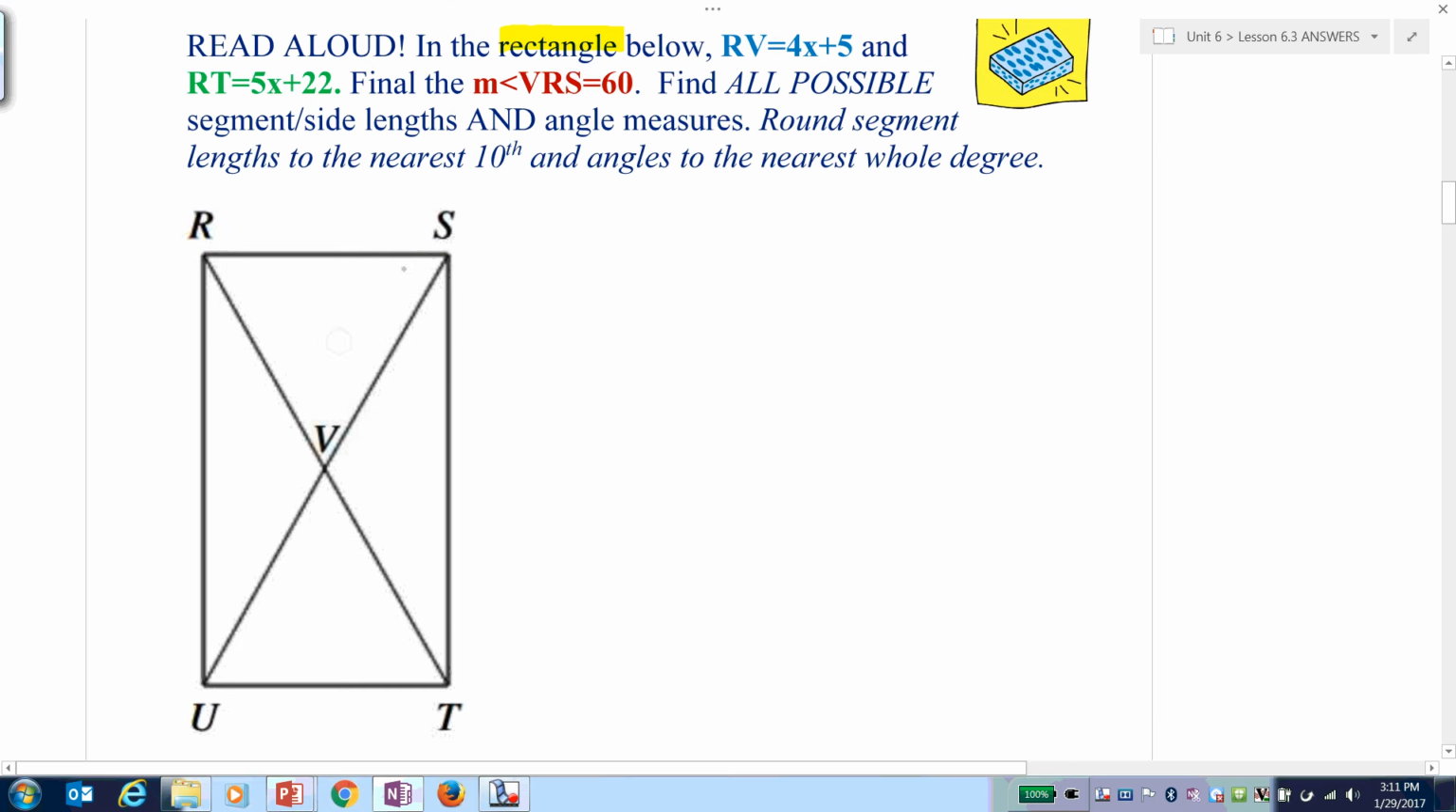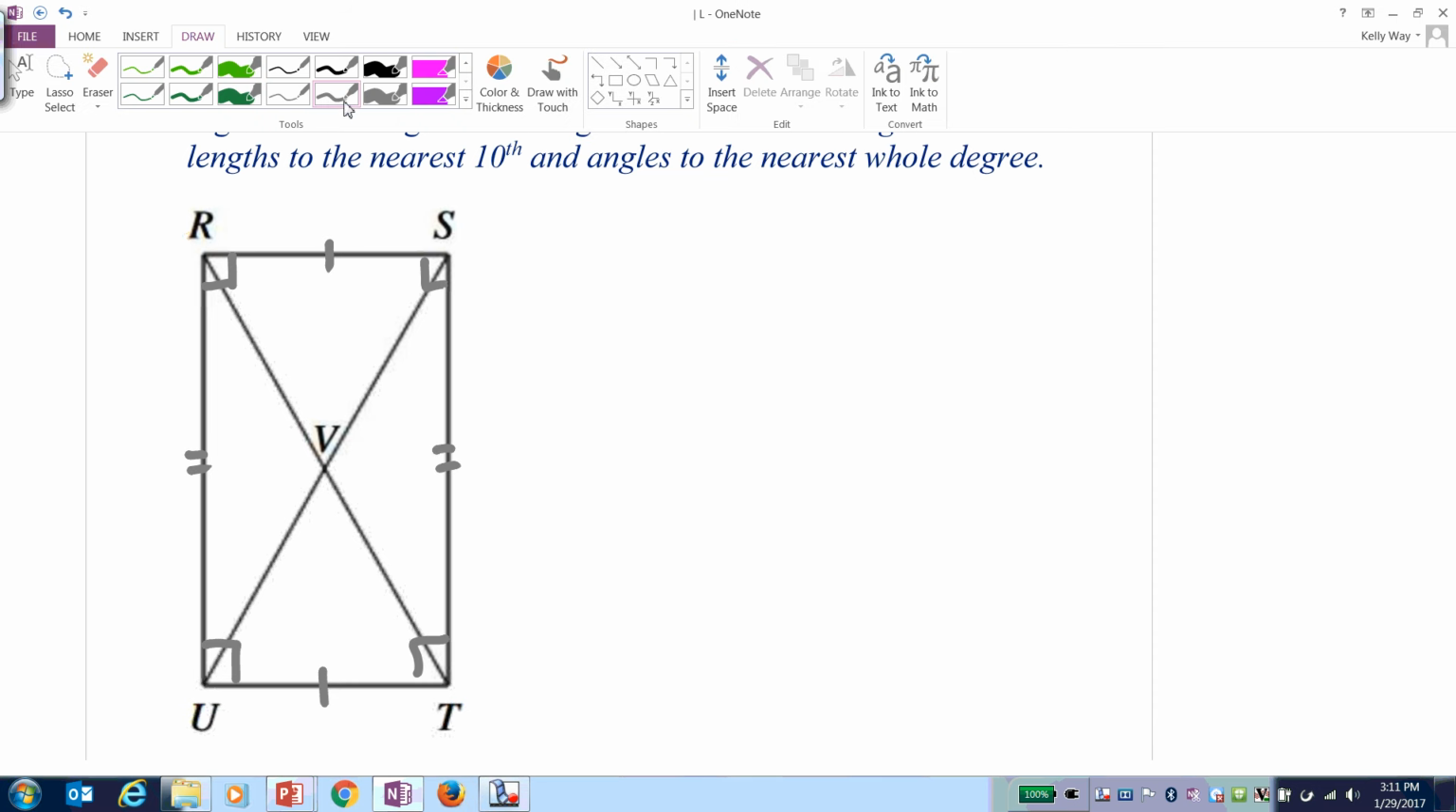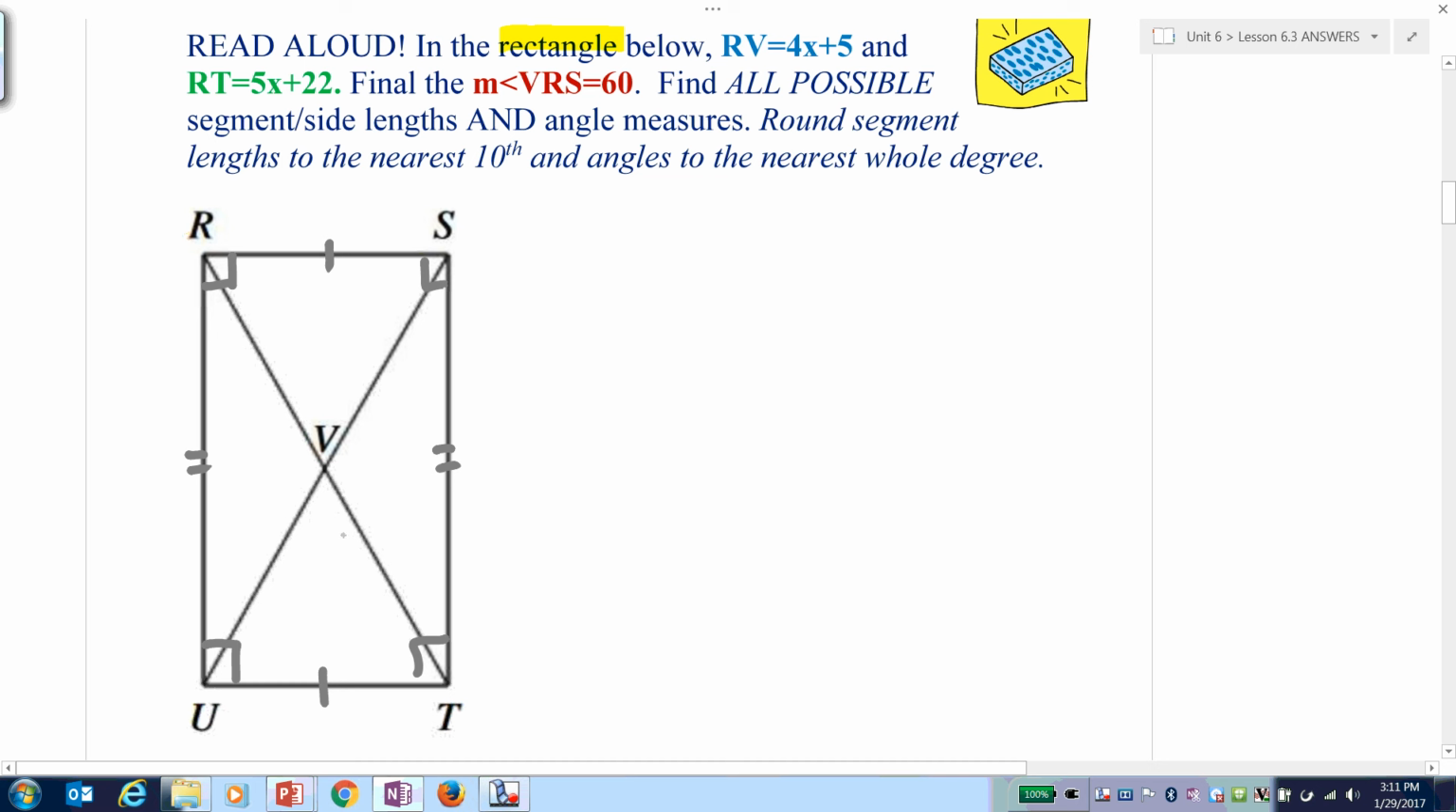We know that rectangles have 4 right angles. We know that it's a parallelogram, so opposite sides are equal. We know that one diagonal bisects the other, but we also know that the diagonals are equal, such as RT is equal to SU, which means all 4 segments are equal as well. These are some things we know about rectangles.